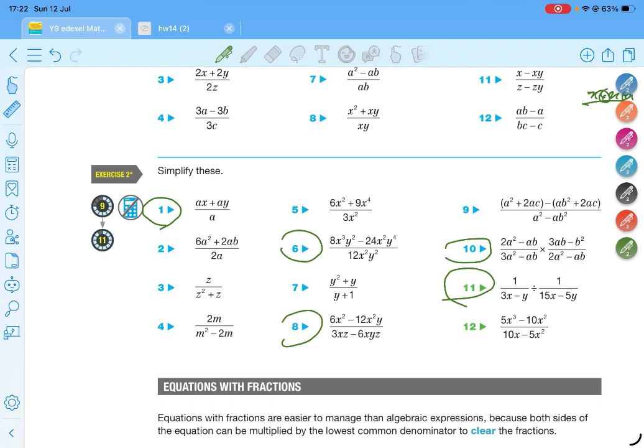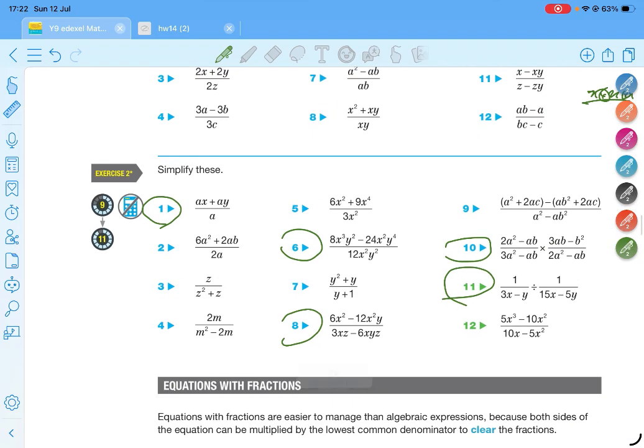First one, right? You can take a out of here, then xy remain, a here, x plus y.